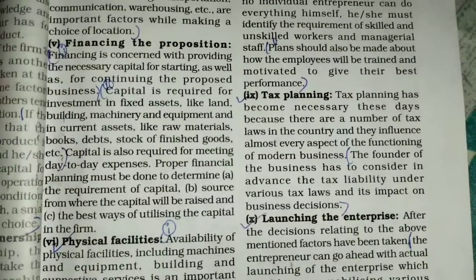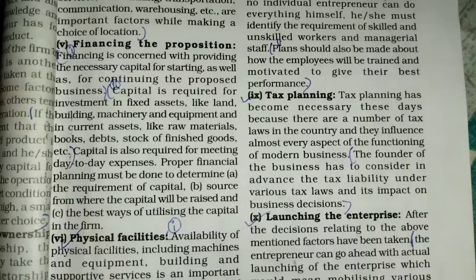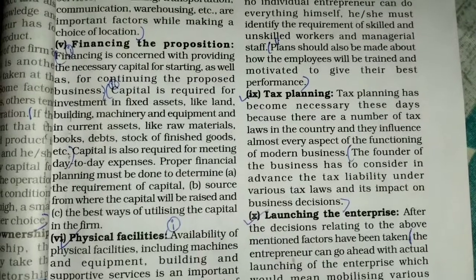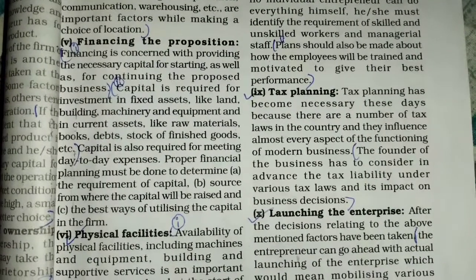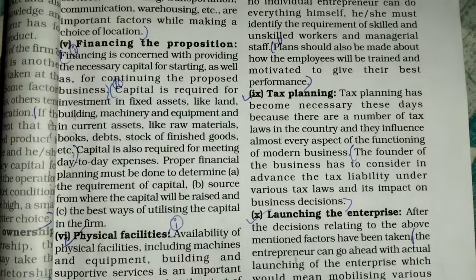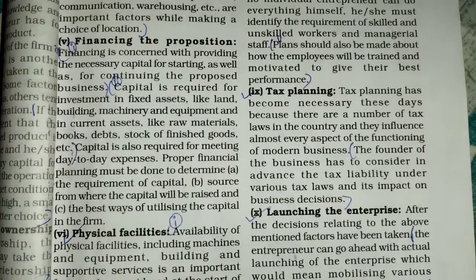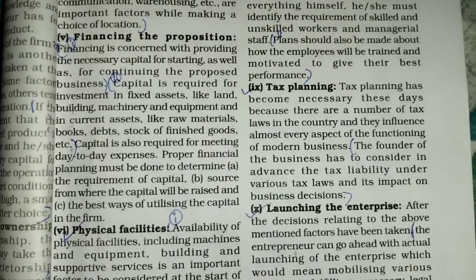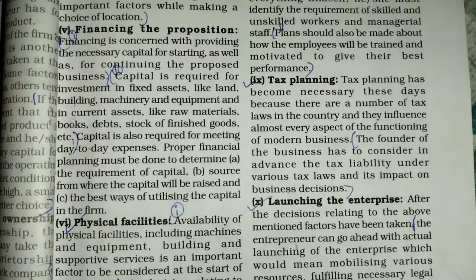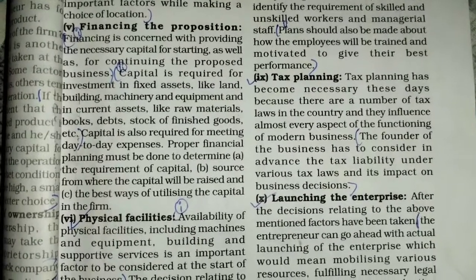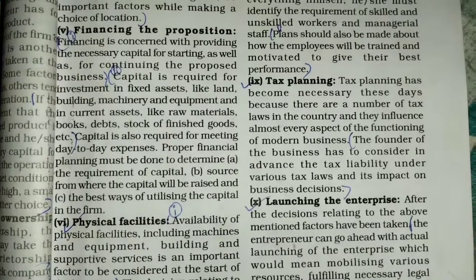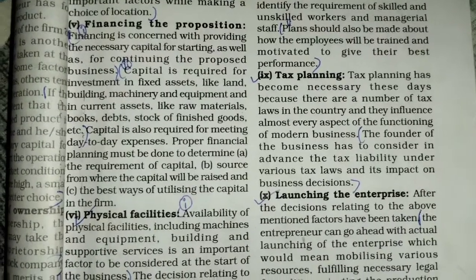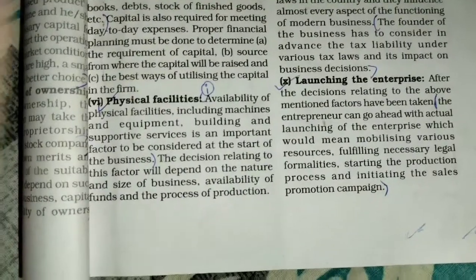Now, the fifth point is financing the proposition. Financing is concerned with providing the necessary capital for starting as well as for continuing the proposed business. Capital is required for investment in fixed assets like land, building, machinery, furniture, and equipment, and in current assets like raw material, stock of finished goods, etc. Capital is also required for meeting day to day expenses in the business, and proper financial planning must be done to determine the requirement of capital. And second is the source from where the capital will be raised and the best ways of utilizing the capital in the firm.